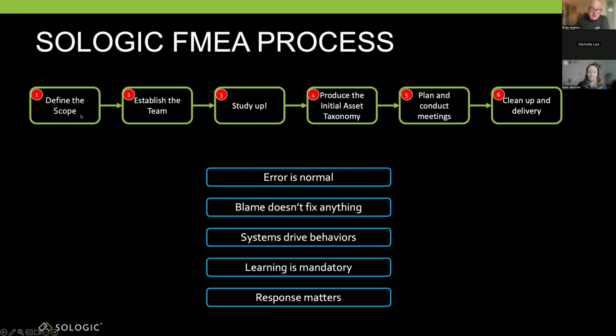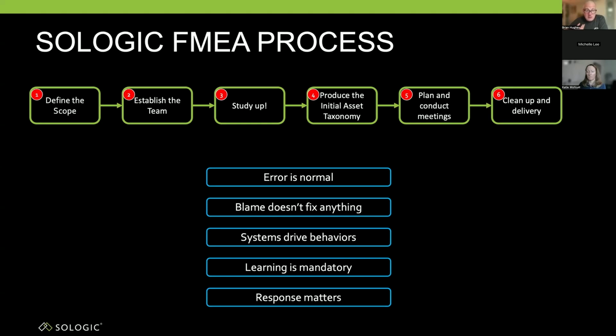Okay. So we follow this process. We define the scope, right? And that gets to how far this thing is going to go. We put our team together. Who do we need on the team? We study. Okay, this is something I'm a big fan of. RCA, FMEA: study, study, study, study, learn, learn, learn, learn.